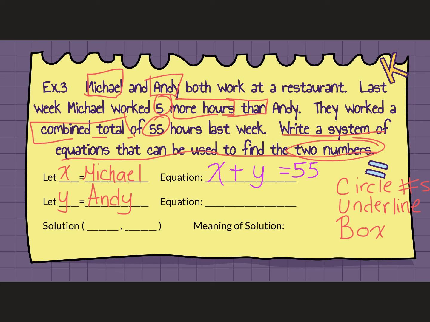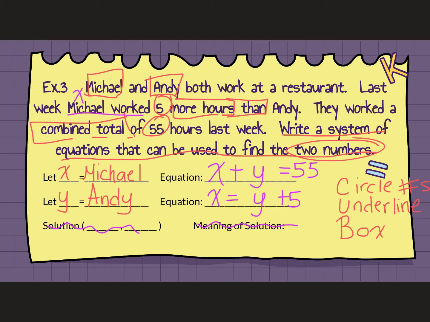Okay, so here's the tricky one. So Michael worked, so we're talking about Michael, which is now the letter X, worked 5 more hours than Andy. So Michael, who is the X value, worked 5 more hours than, so we know we're going to add, because it's talking about more, than Andy, which is now the letter Y. And we're not going to worry about the solution until next week.